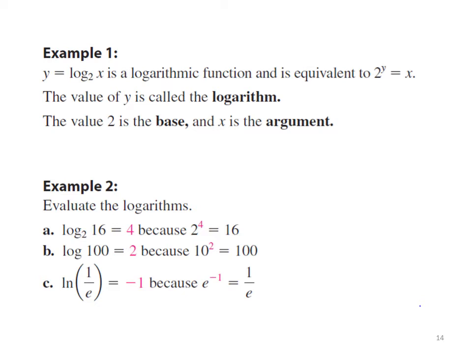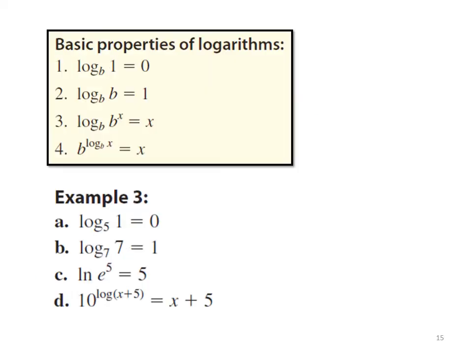Sometimes it's easier to think of the log of a number to a base as the power that I raise the base to get the number. Here are the basic properties of logarithms. Log 1 to any base is equal to 0 because b to the power 0 is equal to 1. Log b to the base b is 1 because b to the 1 equals b.